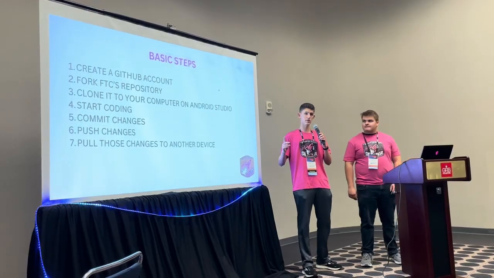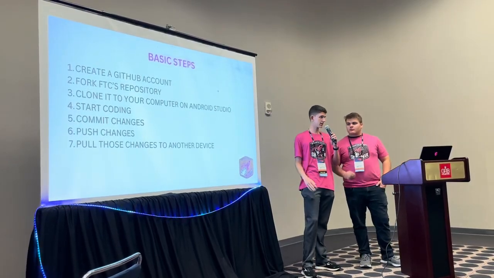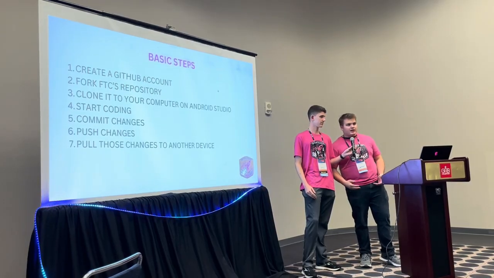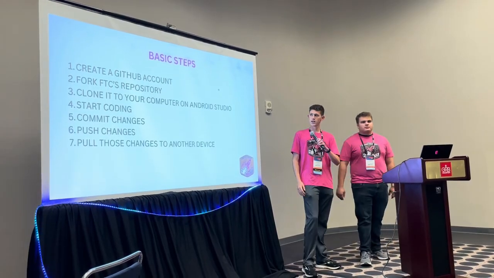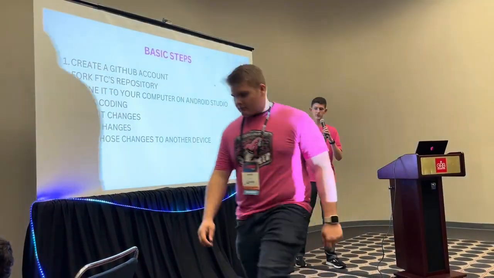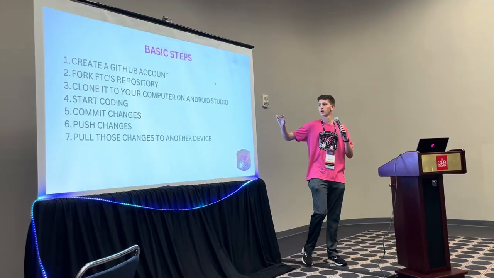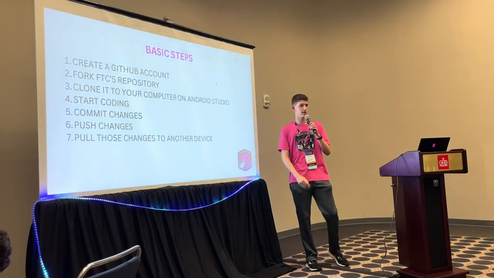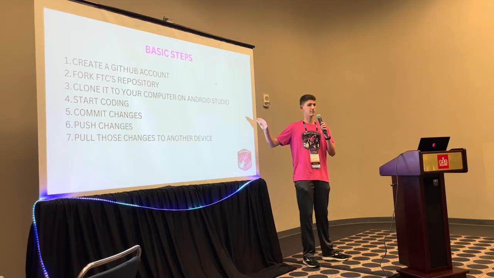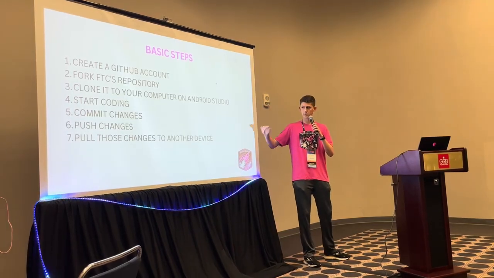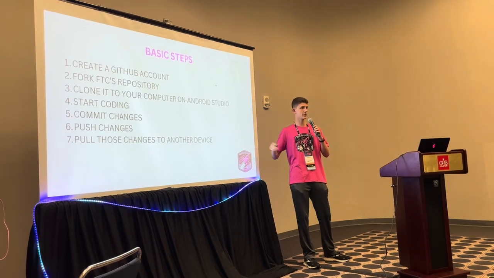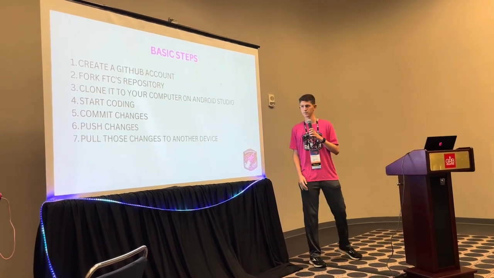So the basic steps are to, number one, create a GitHub account. If you don't have a GitHub account, just get one, especially if you're in robotics. It makes your life so much easier. And then fork FTC's repository, which we'll hit on later, but that is one of the most important steps you can possibly do. Then you'll clone it onto your computer on Android Studio. After that, you're ready to just start coding from there. After that, you'll commit the changes, push the changes, and then pull those changes to another device or even your own device if you need to.